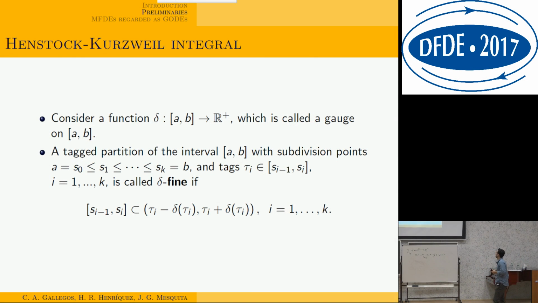The first definition is the Henstock-Kurzweil integral. If we consider a function delta, with positive values on [a,b], which we call a gauge on the interval [a,b], and a tagged partition of the interval [a,b] with subdivision points s_0 to s_k, where s_0 is equal to a and s_k is equal to b, and tags tau_i belonging to the subintervals. The tagged partition is called delta-fine if every subinterval is contained in the open ball with center tau_i and radius delta of tau_i.